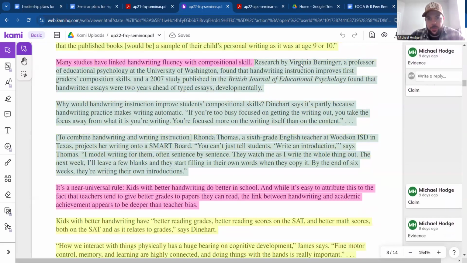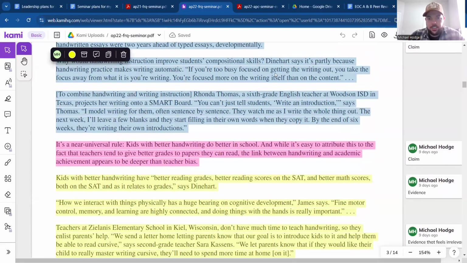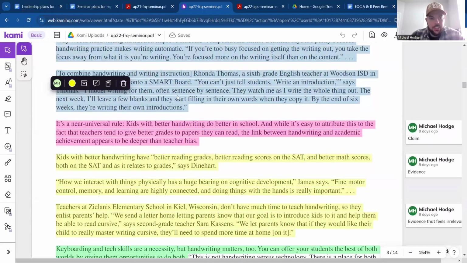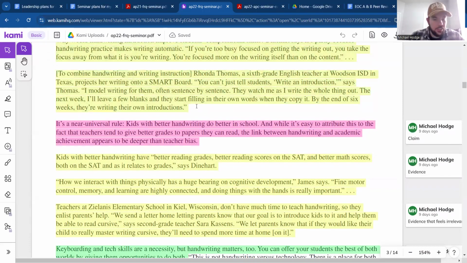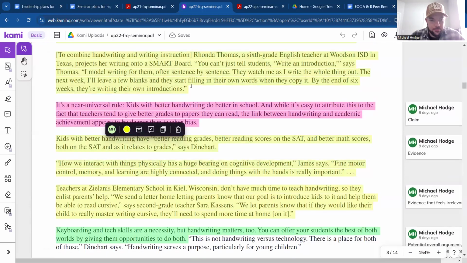All right. Research by Virginia. Boom. This is going to be evidence, right? Professor of educational technology or psychology or whatever. Okay, great. And then study published in the British. Yep, that's evidence. Let's see. Deinhardt says, it's going to be evidence because somebody's saying it. I got quotation marks right there. Great. More on that in a second. And then Rhonda Thomas, a sixth grade English teacher. Okay, more quotation marks. This is more just like anecdotal evidence or qualitative evidence. Yeah, whatever. That part doesn't matter. This is evidence, right? I mark that up. I move on.